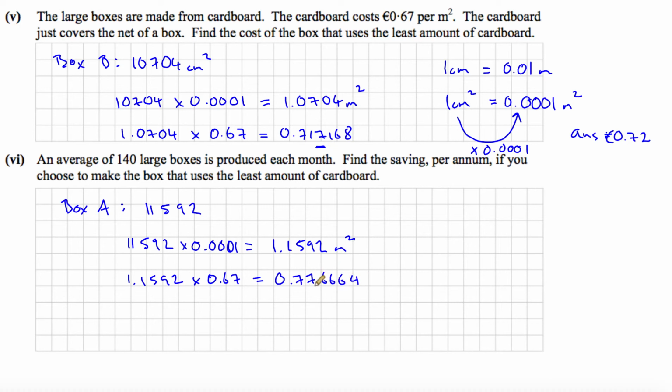And that gives us 0.776664. And again, we're going to round this to the nearest cent, which would be, look at the third digit, does that 6 affect the 7 in front? Yes, it does. So that would be 0.78 euro. €0, 78 cent, basically, to the nearest cent. Okay, so then they want to know what would the saving per year be if you're doing 140 boxes a month. Well, the saving per box will be 78 cent as opposed to 72 cent.